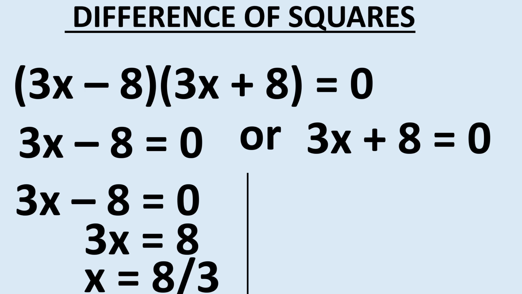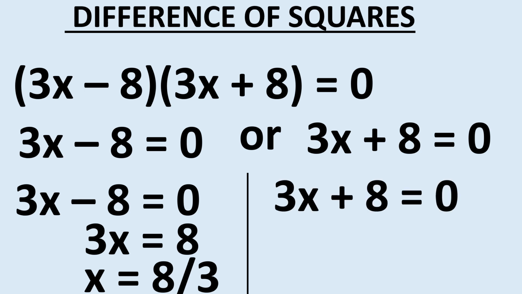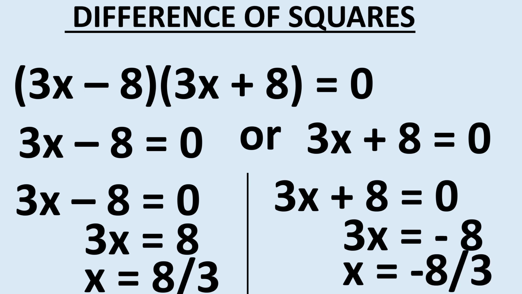Let's solve for the other x on the right hand side. So you have 3x plus 8 equals 0. When you take the 8 to the right hand side, you have 3x equals minus 8. And then when you divide both sides by 3 so that you can solve for x, you have x equals minus 8 over 3. So we have two solutions for x. x equals 8 over 3, or x equals minus 8 over 3.